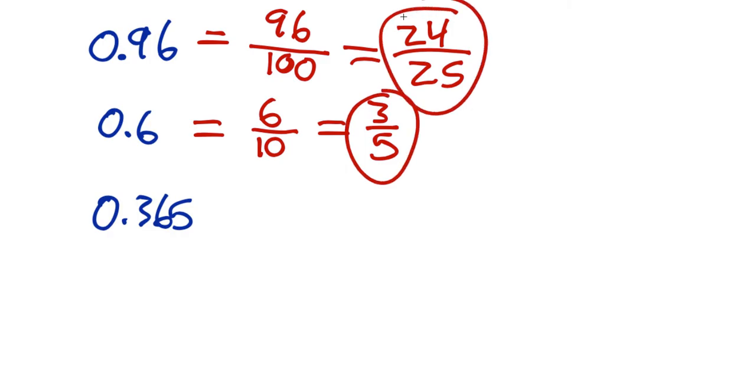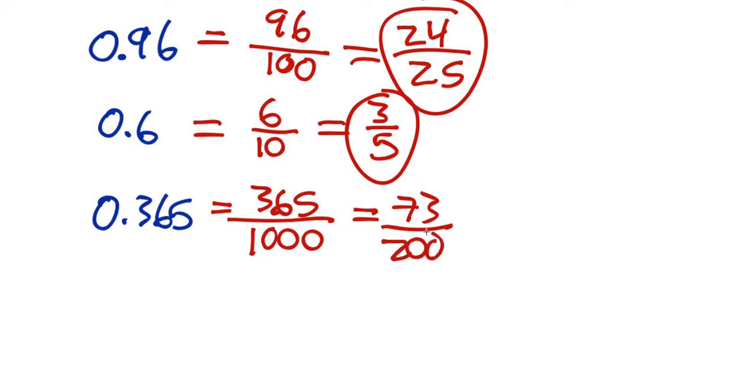Let me circle the answers here. And then 0.365, that as a fraction, 365 over 1,000, and that actually simplifies as well to another number. It's 73 over 200 as a simplified fraction.